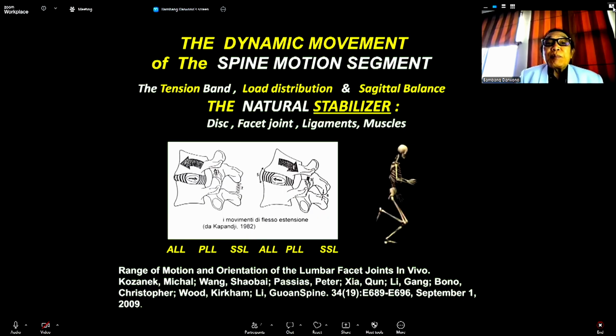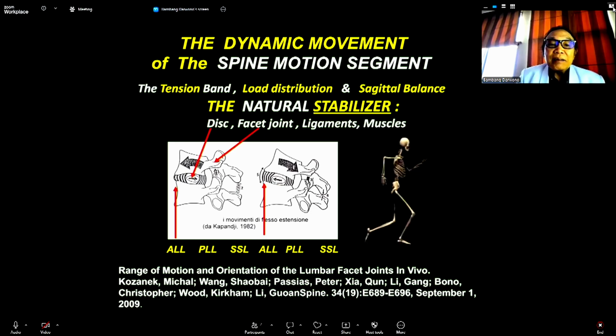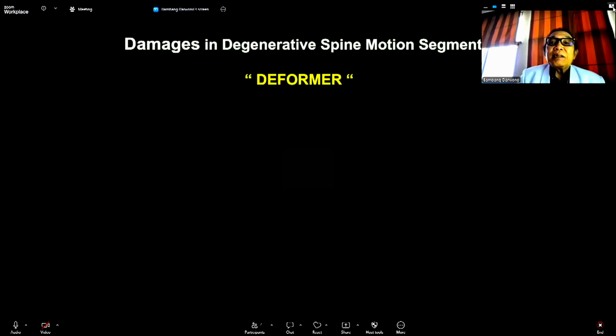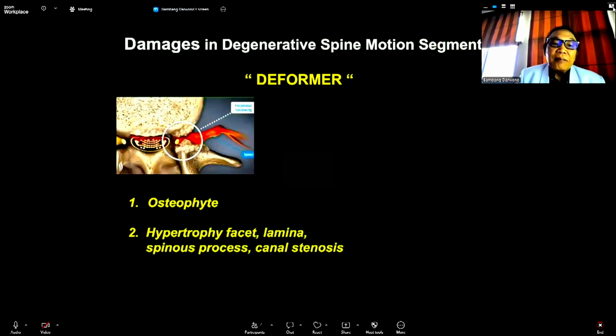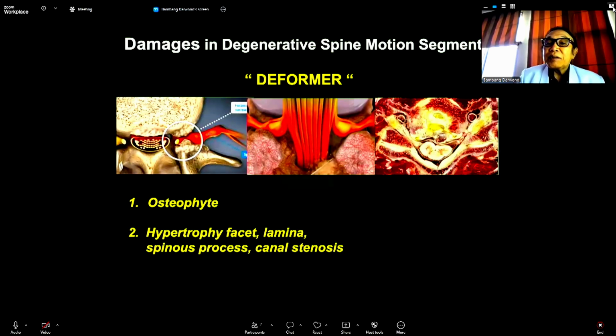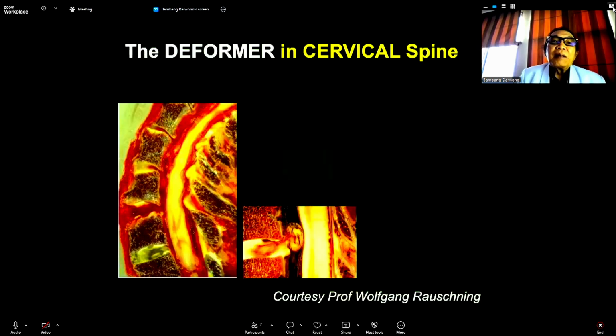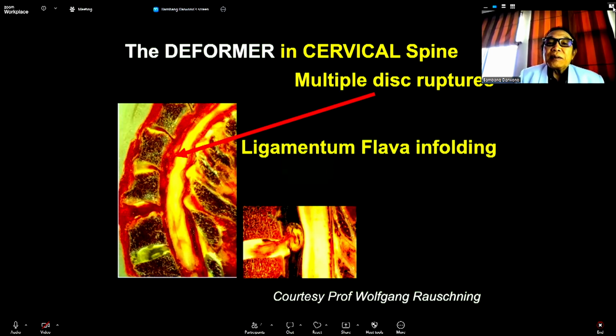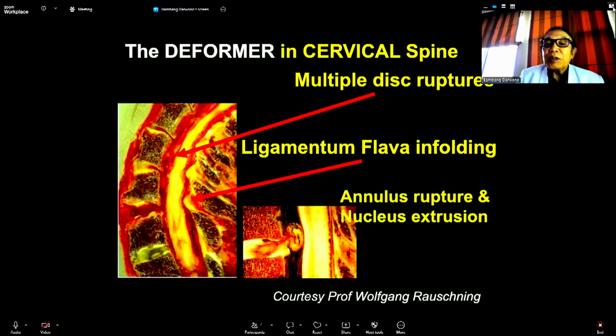The dynamic movement of the spine motion segment needs the natural stabilizer, that is the disc, facet joint, ligaments ALL, PLL, and supraspinous ligament, and the muscles. Damage in the degenerative spine motion segment, we call it deformer. Might be osteophyte, hypertrophic facet, lamina, spinous process, and canal stenosis, and also flavum infolding and hypertrophy. This is in the cervical spine. Multiple disc rupture, ligamentum flavum infolding, annulus rupture and nucleus extrusion.